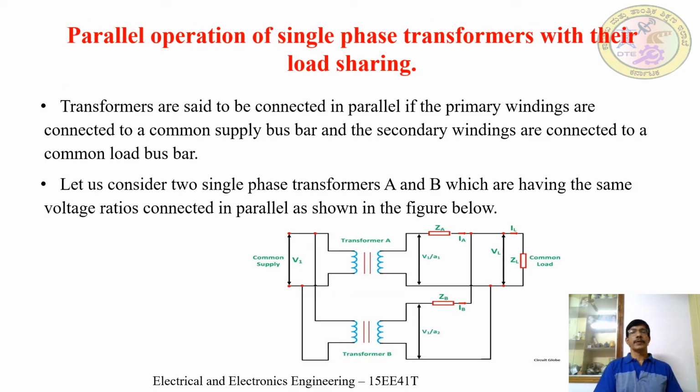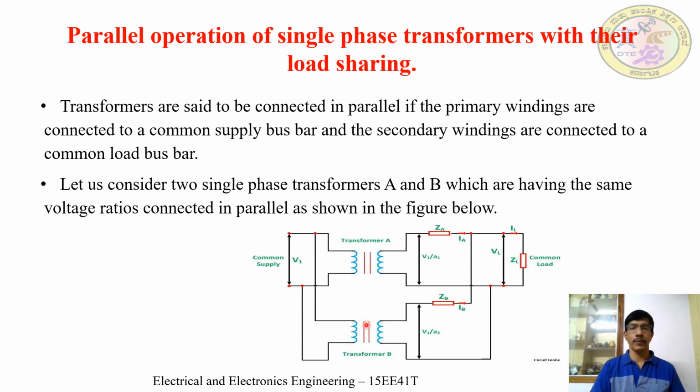Next, parallel operation of single phase transformers with their load sharing. Transformers are said to be connected in parallel if the primary windings are connected to the common supply bus bars and the secondary windings are connected to the common load bus bars. Let us consider two single phase transformers A and B which are having the same voltage ratios connected in parallel as shown in figure below.